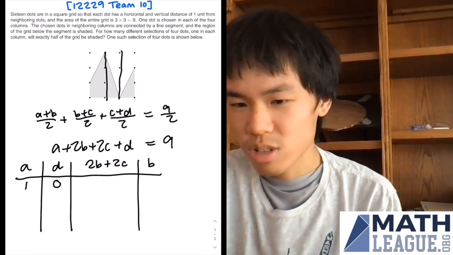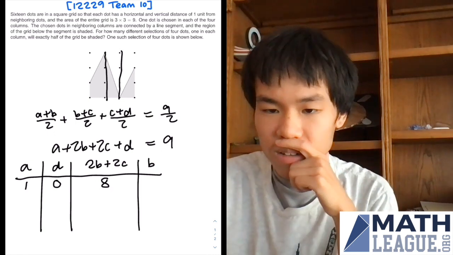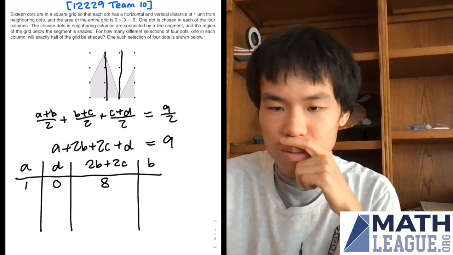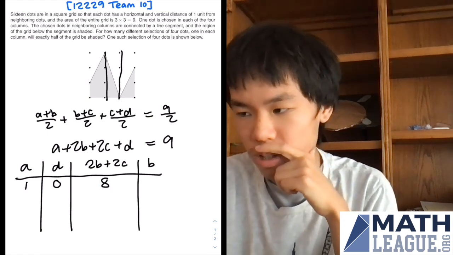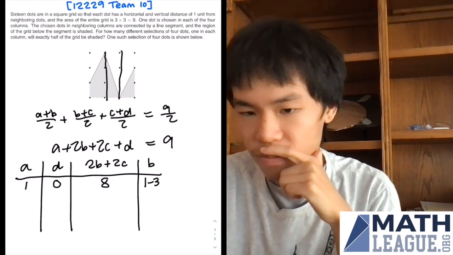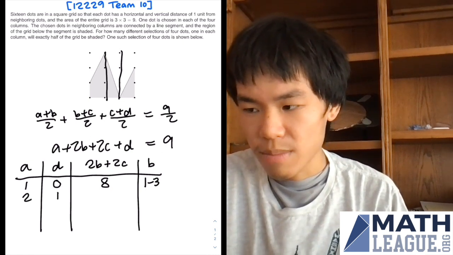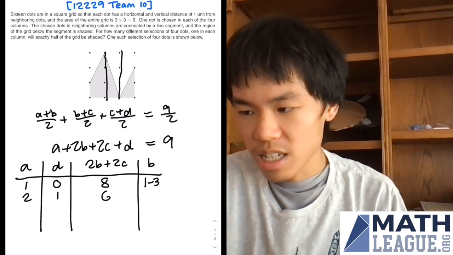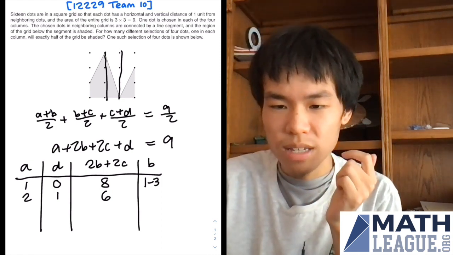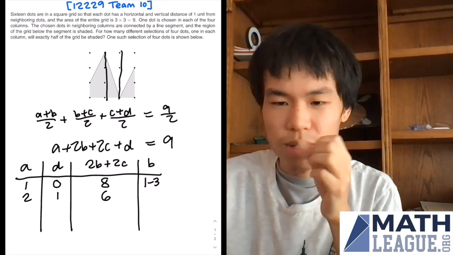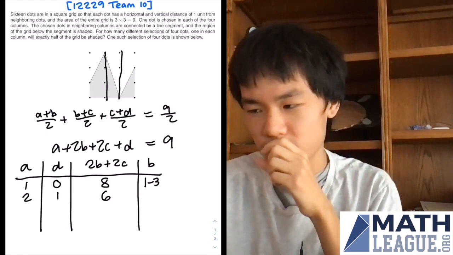This means 2b plus 2c must be equal to 8. And now for b: if b equals 0, then c must be equal to 4. That's out of bounds. But 1, 2, 3 can work. So there we go. And then a equals 2, d equals 1. Then that means 2b plus 2c is equal to 6. And this means b can be anything from 0 to 3, because if b equals 0, then c equals 3, and if b equals 3, c is going to be equal to 0.